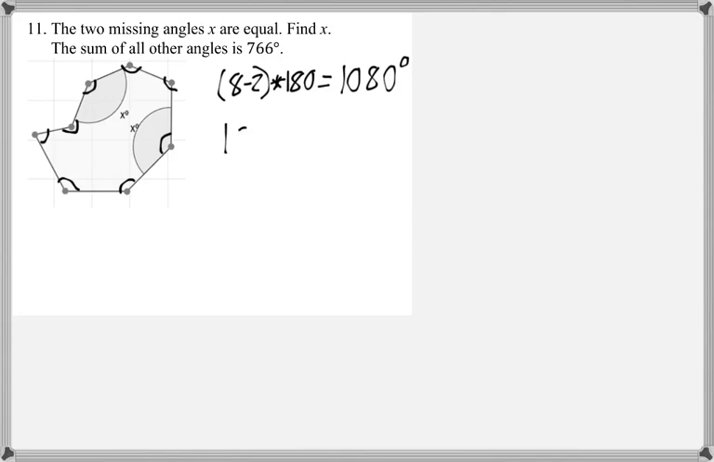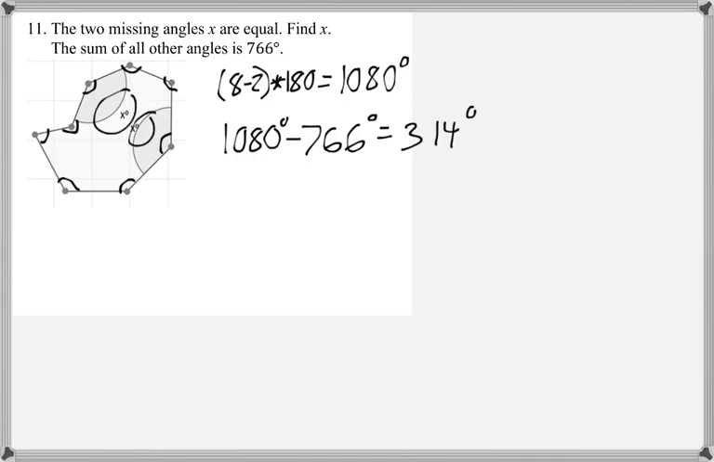So if I take 1080 and subtract the 766, then we get 314 degrees. Now this 314 degrees, because we subtracted the 766, the 314 is how much between the two x's. So the two x's together equal 314.